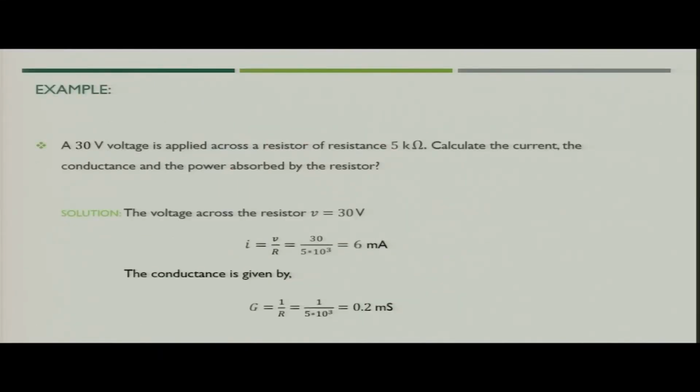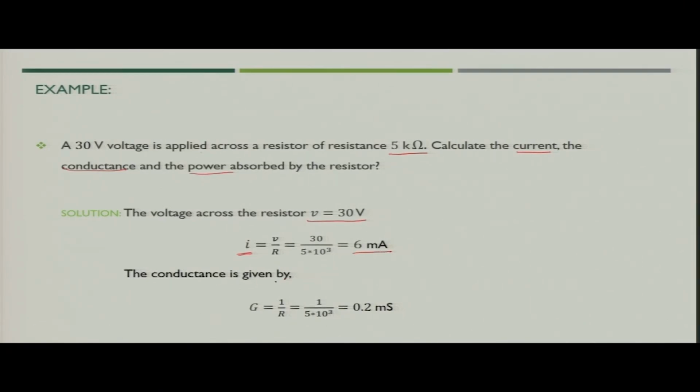Now, let us take an example to understand better the theory which we just discussed. Suppose a 30 volt voltage is applied across a resistor of resistance 5 kilo ohm. Calculate the current, conductance and power absorbed by the resistor. So, here the voltage across the resistor V is 30 volt, then the current I would be V by R. You just put the value of V and R, and you will get the current as 6 milliampere.